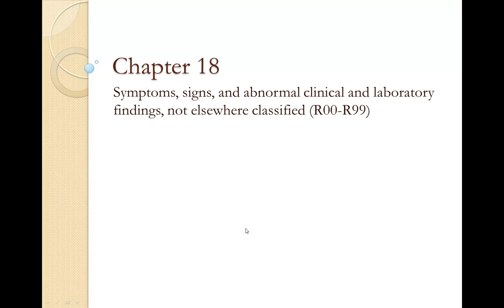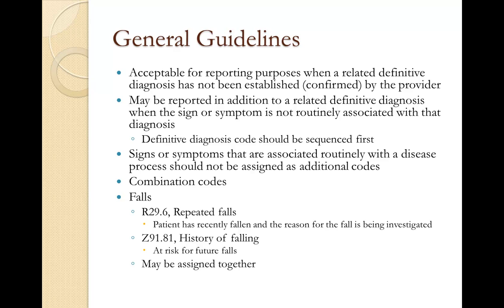Next is Chapter 18, Symptoms, Signs, and Abnormal Clinical and Laboratory Findings Not Elsewhere Classified, or NEC. These are R codes, R00 to R99. So we've talked about these a little bit just in terms of sequencing. Again, if there is a definitive condition, then we don't need to worry about coding the signs and symptoms separately. But if there's not a definitive condition, then we can code signs and symptoms, so they can be a principal or first listed diagnosis, or they could be an additional diagnosis.